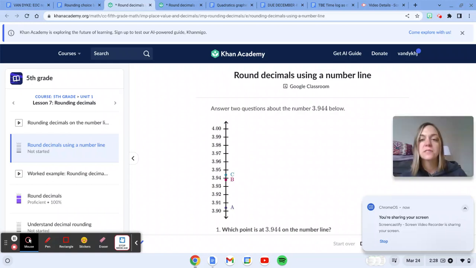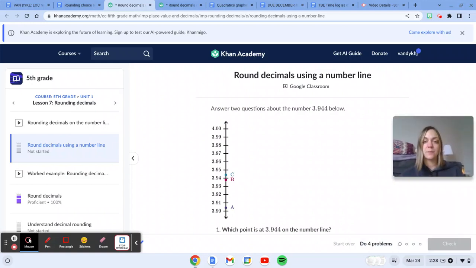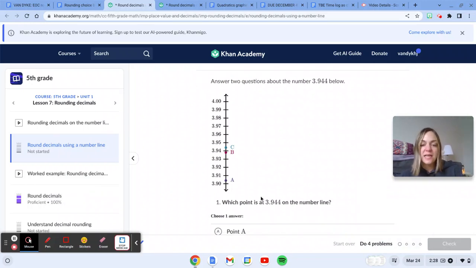Now we're on rounding decimals using a number line. The instructions say answer 2 questions about the number. Which point is 3.944 on the number line?